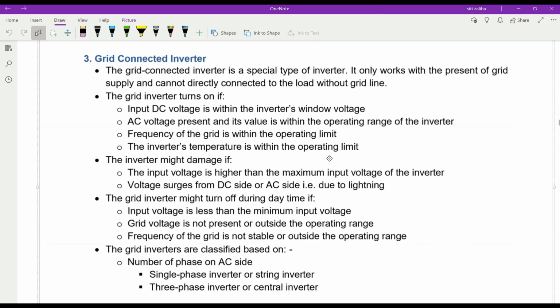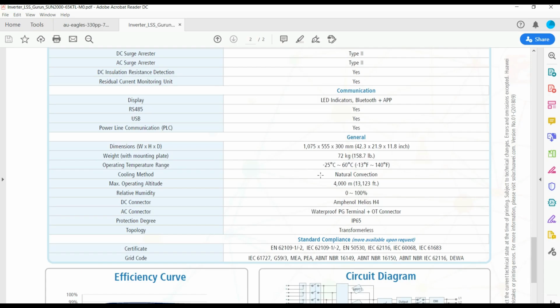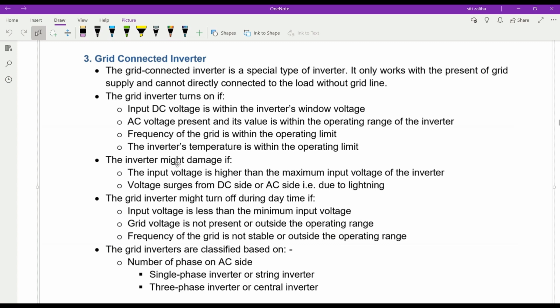So the inverter temperature is within the operating limit. Again, the operating temperature range is about minus 25 degrees Celsius up to a maximum of 60 degrees Celsius. So make sure your inverter is located in an area that has very good ventilation. The inverter might be damaged if the input voltage is higher than the maximum input voltage of the inverter.